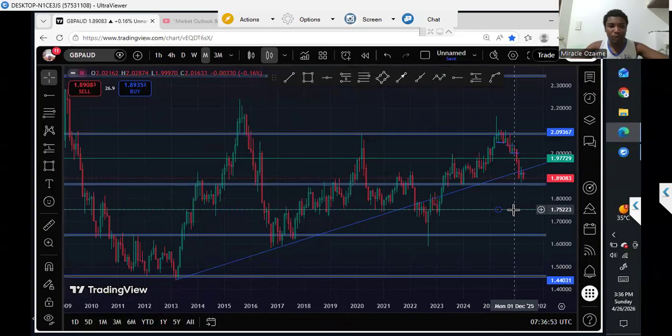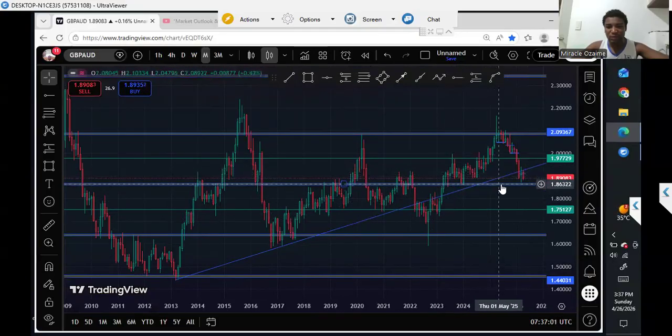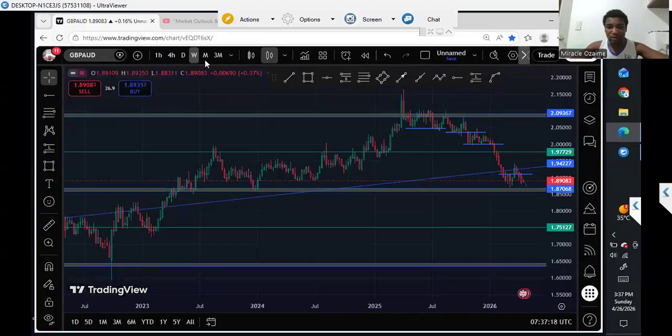on GBP AUD. One touch, second touch, third touch around this area. And the market is looking like it wants to come and form a base around this area before a continuation to the upside. However, monthly candle, last month's close, this is just looking like a retest around this area, a retest of this counter trend line, then a continuation to the downside. So that's my thought. Then this is looking like it wants to come and form a base.